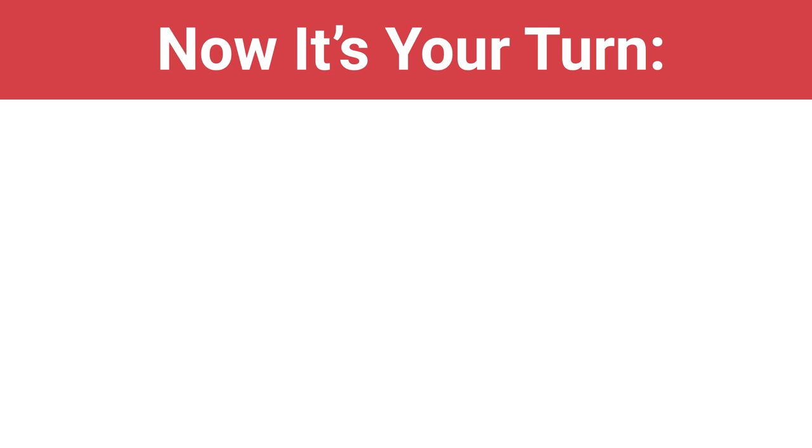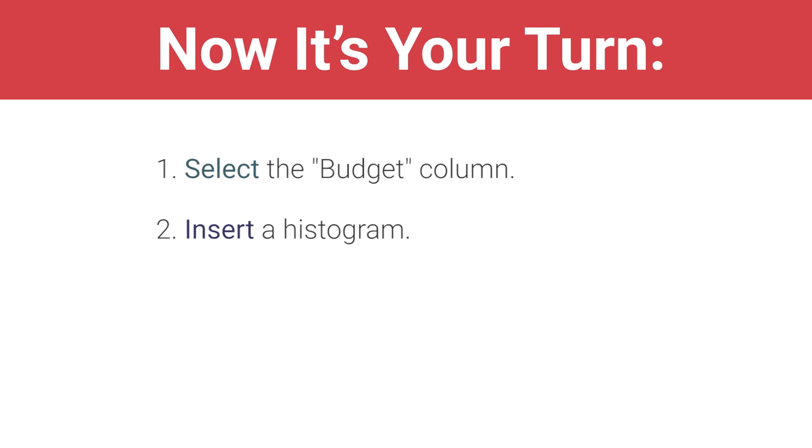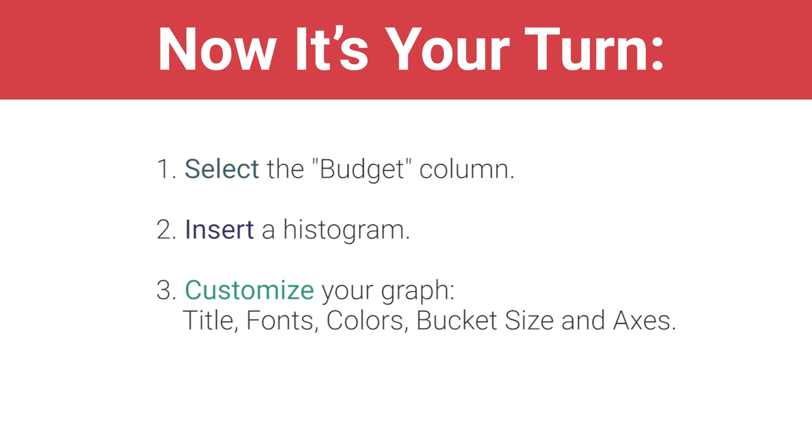Now it's your turn. Select the entire budget column. Click Insert, then Chart. Select Histogram as the chart type. Customize your graph by changing the title, fonts, and colors. Tinker with the bucket size until your graph is easy to read. Label the axes on the graph and remove the legend. Then, check on your partners to see if they need help. When you have all finished creating your graphs, move on to the next video to wrap up data visualization.